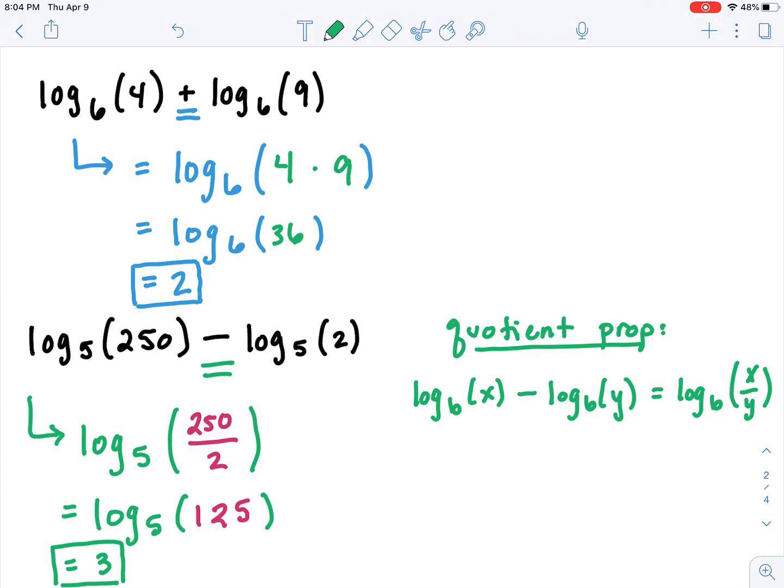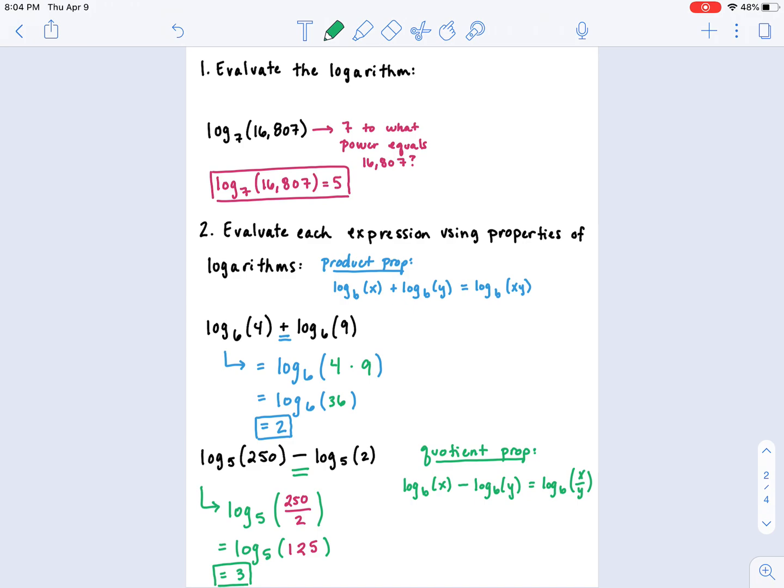All right, so zooming out, there's our first page of examples. We're evaluating logarithms by asking our question, and then we're using either the product property if we have addition, or the quotient property if we have subtraction.